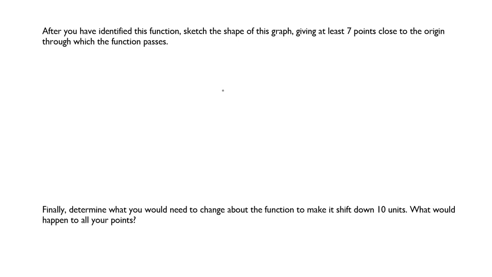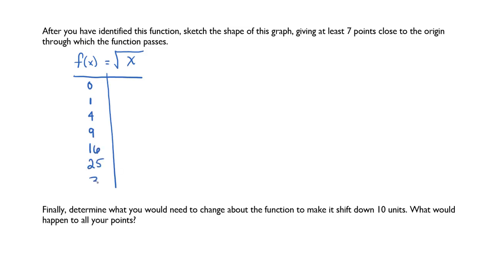Welcome back. After you have identified this function, sketch the shape of this graph, given at least 7 points close to the origin. I decided to go with f of x equals the square root of x. That's a function. I'm going to put an input of 0, 1, 4, 9, 16, 25, and 36. That's 1, 2, 3, 4, 5, 6, 7.